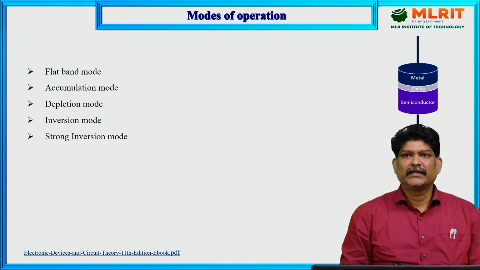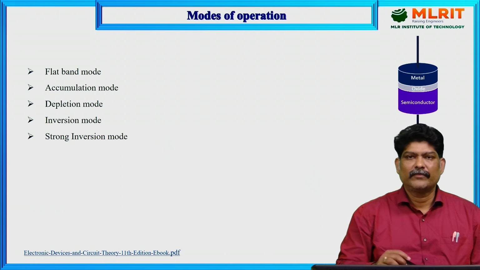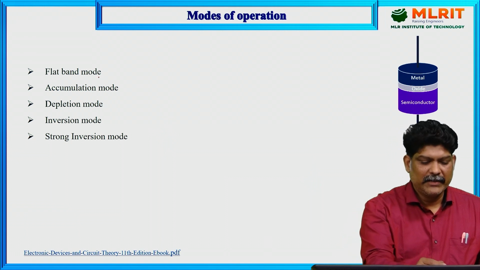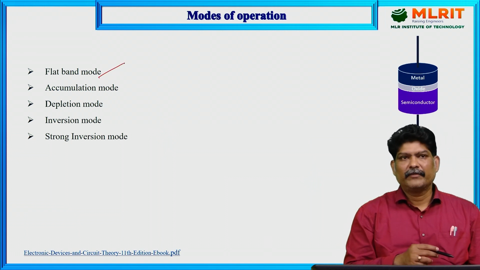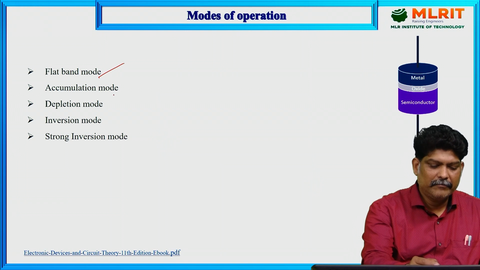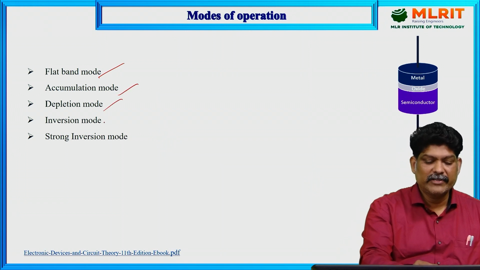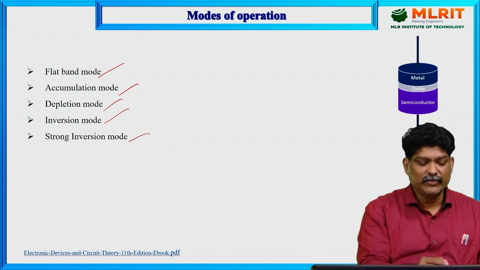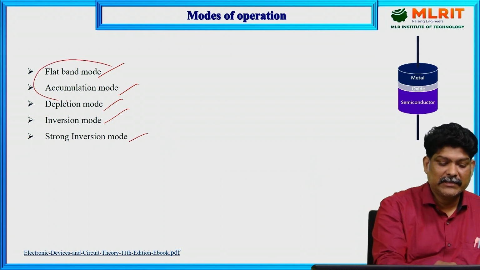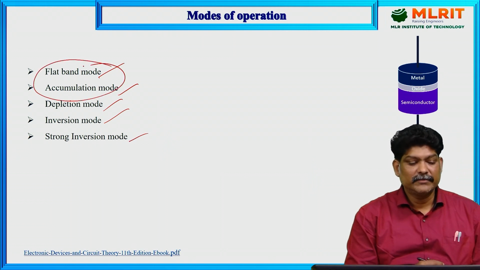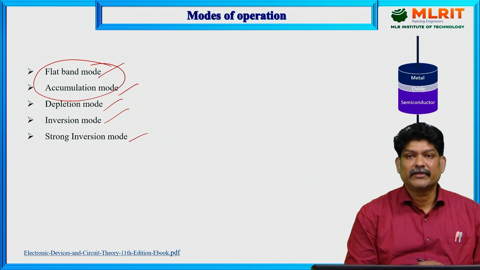Let us see the different operating modes of the MOS capacitor. It can be operated in 4 different modes: flat band mode, accumulation mode, depletion mode, and inversion mode, including strong inversion. Today we are going to discuss the flat band mode and the accumulation mode.